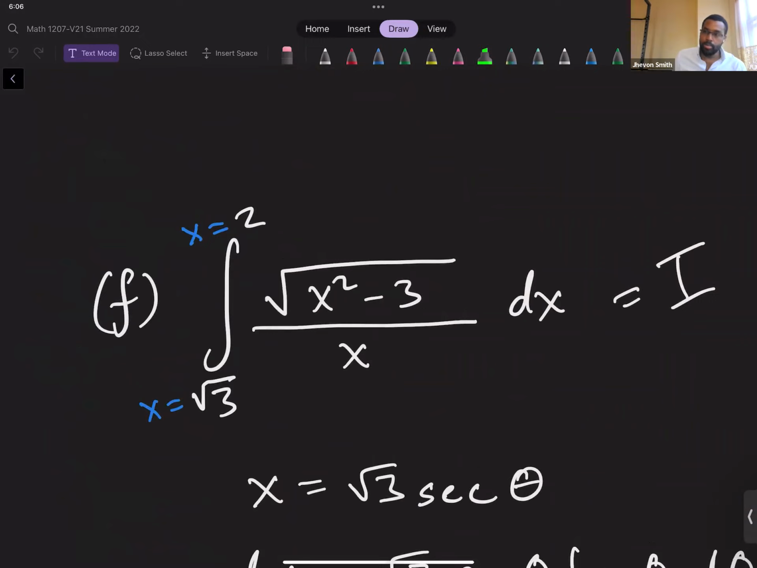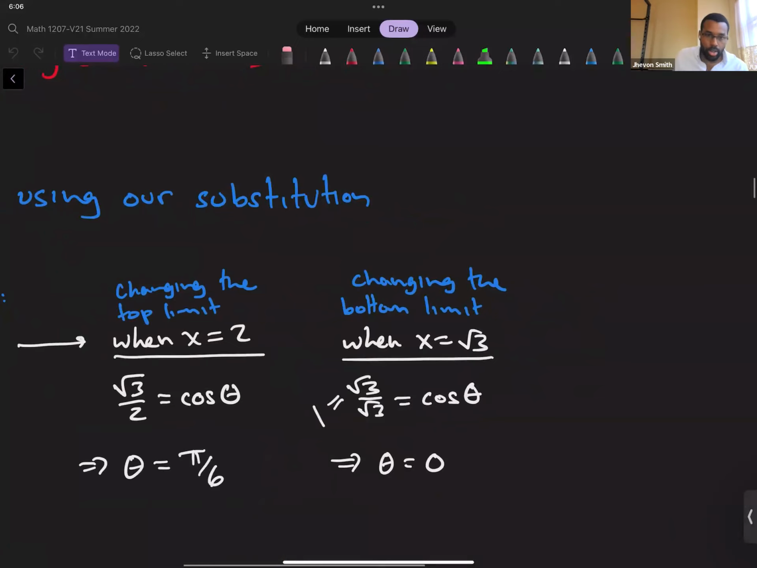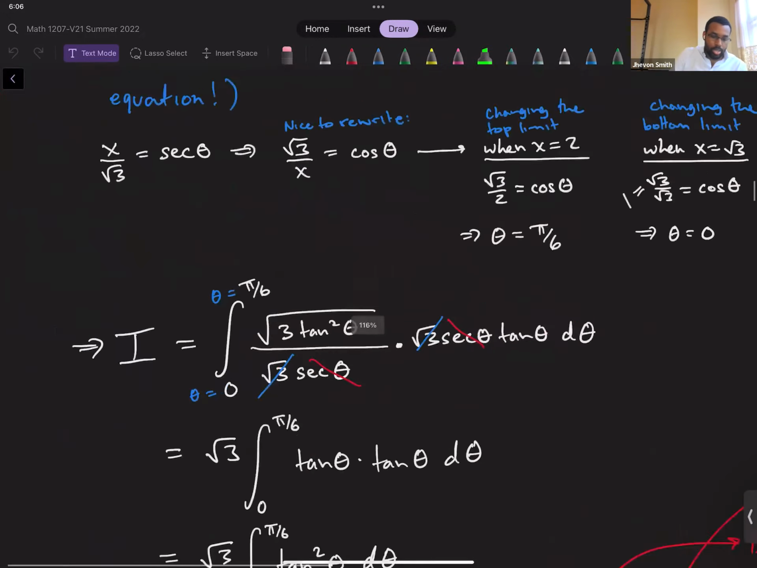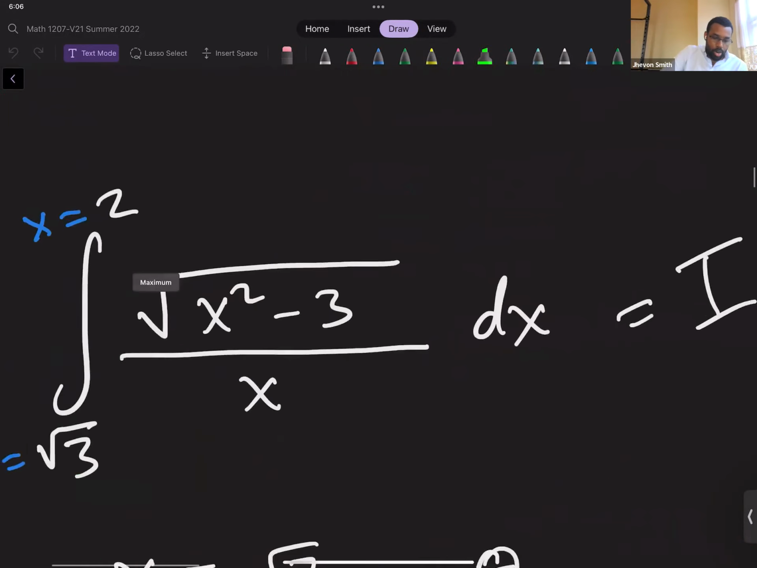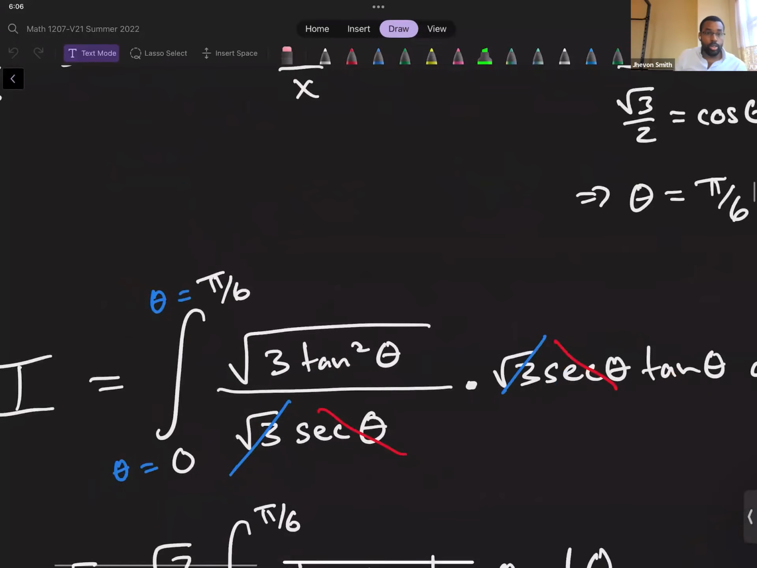Whenever you see that, and you know you want to do a trig substitution, I would recommend that you change the limits. Just do these calculations to figure out, for those particular values of x, what your theta would be. Generally, that's going to be easy to figure out because it's going to be values from that table I had you memorize in lecture 1. So the limits here went from radical 3 and 2, and they ended up being 0 to pi over 6.